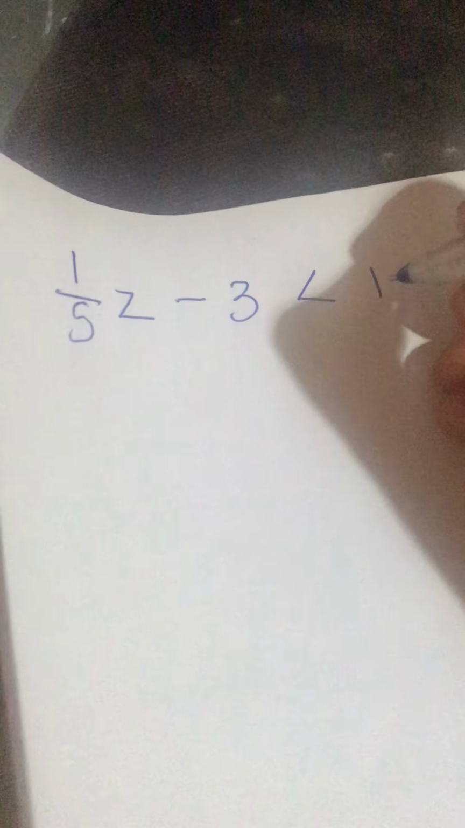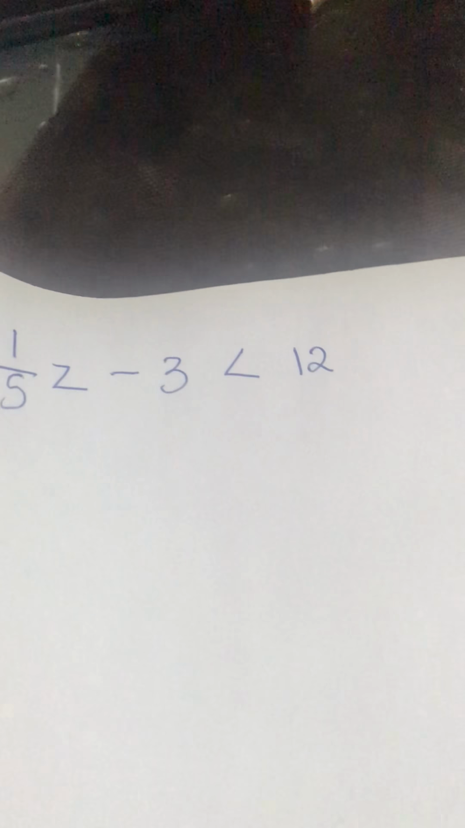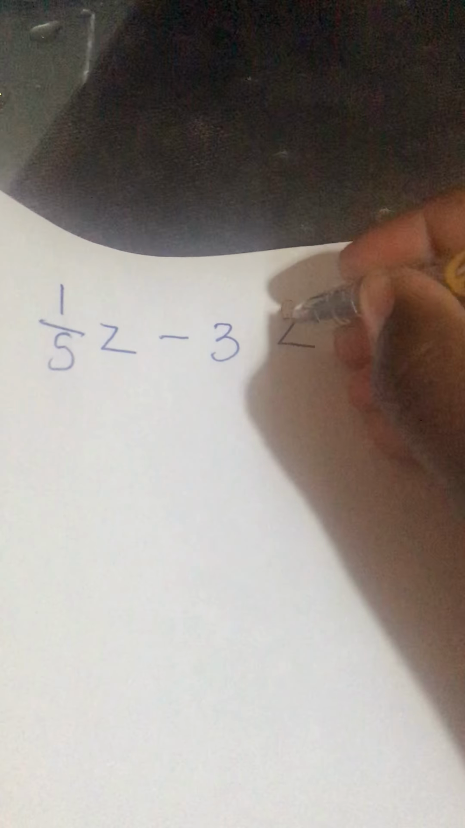All right. So we will write another example. 1/5 z minus 3 is less than 12. Okay, let's do that. We draw our bridge. We add 3 on both sides. Because of addition property of inequality, this becomes 0 because of additive inverse. This becomes 15.